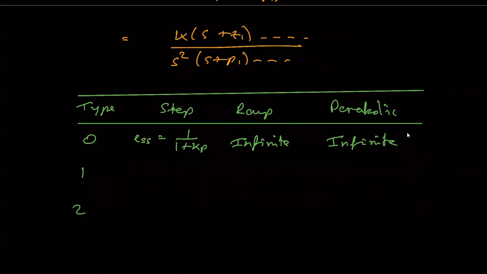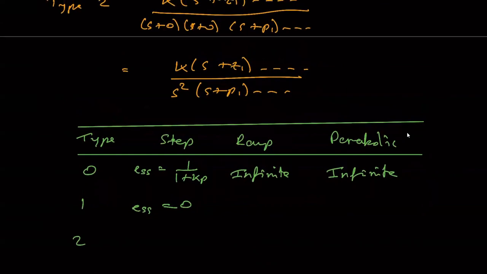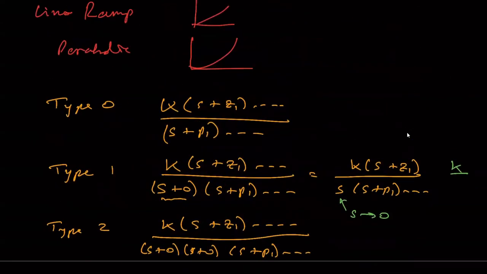Now, it's interesting that when you add one 0 pole, the error for a step becomes 0. The reason for this is that a single 0 pole is basically equivalent to adding an integrator.